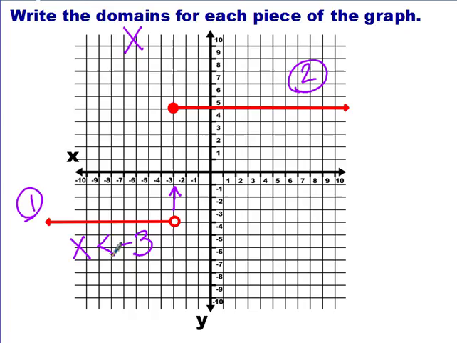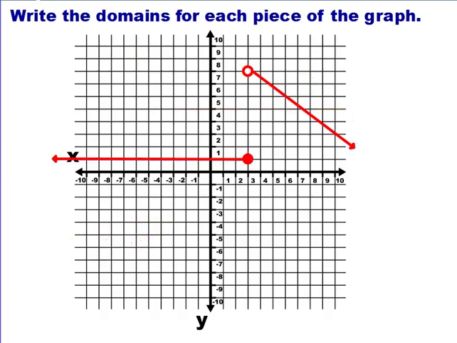Now for your second piece, the one off to the right, again, it is also compared to -3. So we're going to have x compared to -3. We have a closed circle. So these are x's that are greater than or equal to -3. Now we're going to take a look at it where we don't have horizontal lines, where our lines are in different directions. But the idea for domains is the exact same.